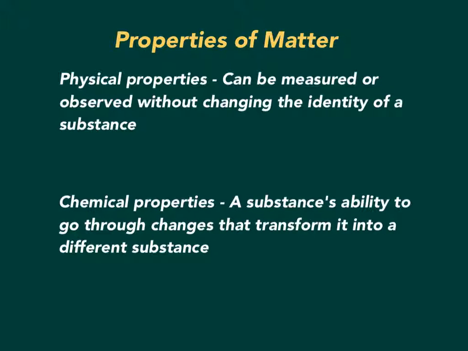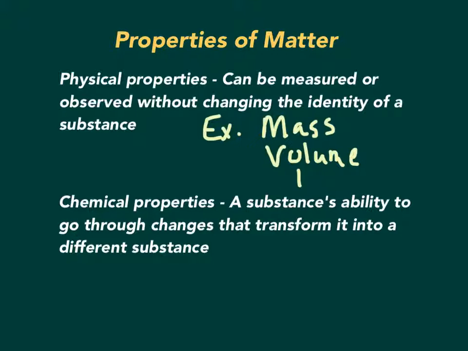When we're talking about properties of matter, there are a couple of different things that we could talk about. We could talk about physical properties, or we could talk about chemical properties. Physical properties, you can measure or observe those, and they don't change the identity of a substance. Here are some examples. You can measure the mass of a substance, like a hunk of lead, and if you found the mass of that hunk of lead, you didn't have to change it to find that mass. Or you can measure the volume, you can measure density, you could measure the color. These are all physical properties of matter.